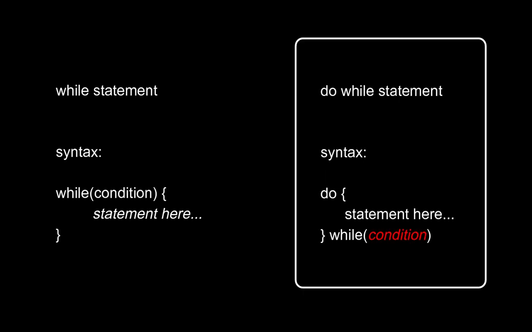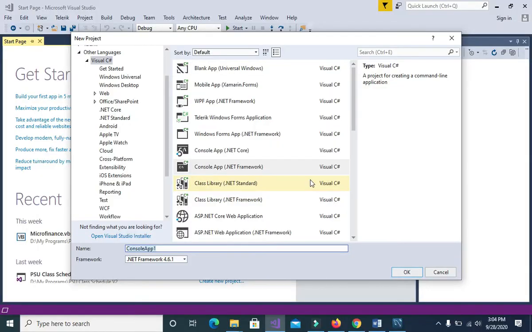So to give you a clear example of how to use the do while statement, let's create a new console project in C# and use the do while statement. Then we will compare the difference between the while statement and the do while statement. Okay, so let's get started. Let's create a new project and name it do while.